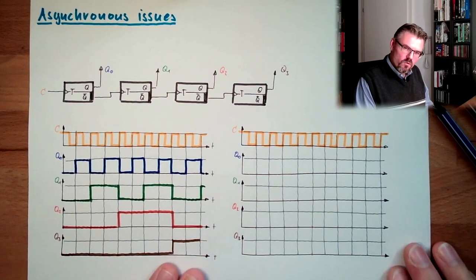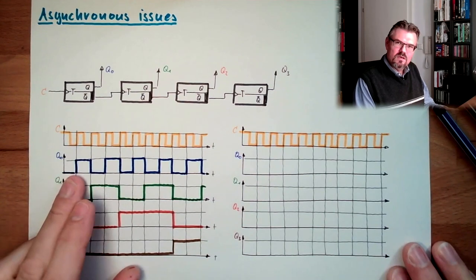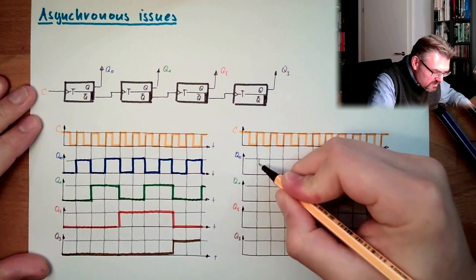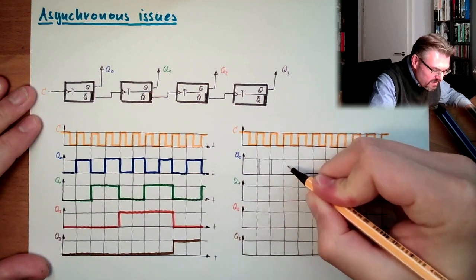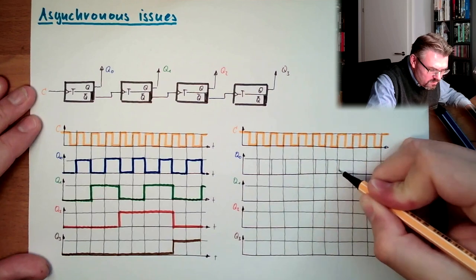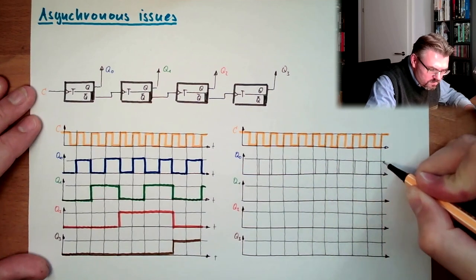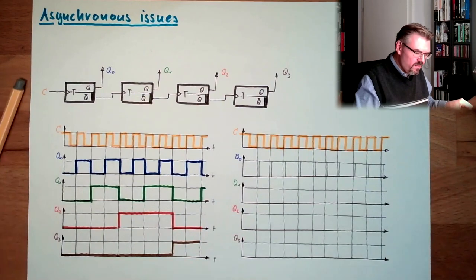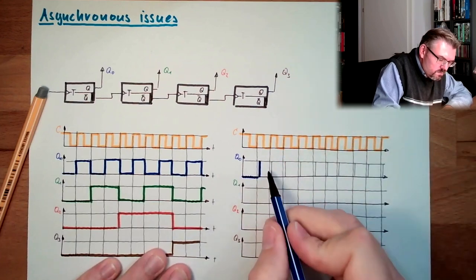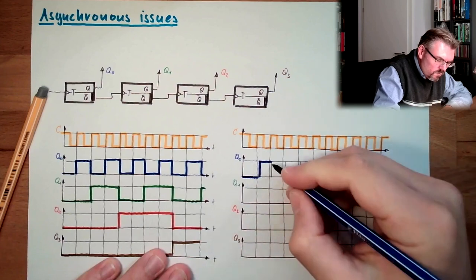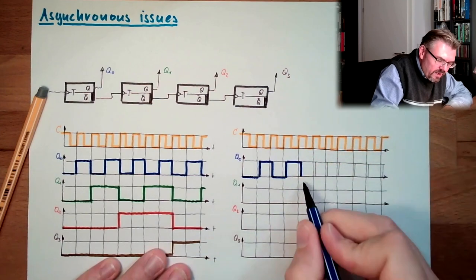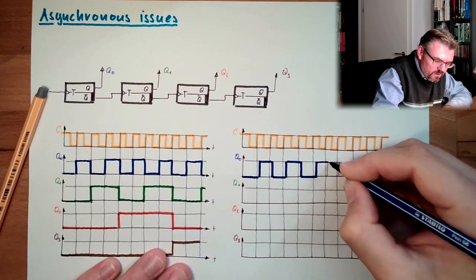However, in the real world we don't have immediate switching. We have a little bit of latency. So this Q0 will not switch here, but with a little bit of delay, always with a little bit of delay. It's the switching time of the element. So our first signal will switch with one delay time of that element.